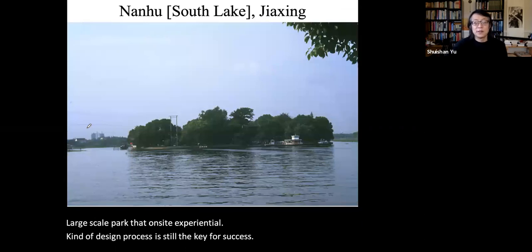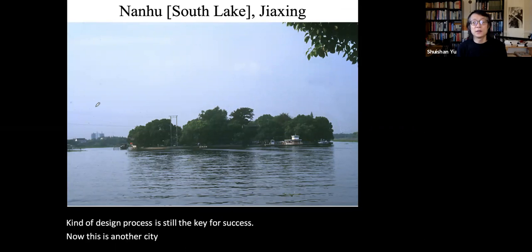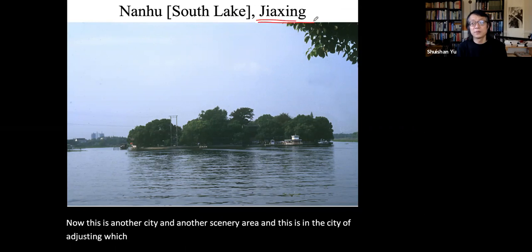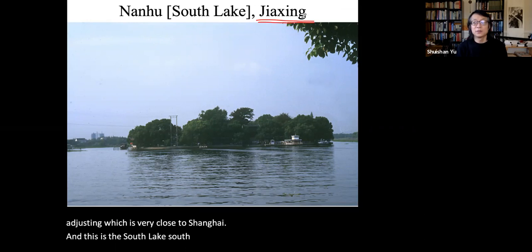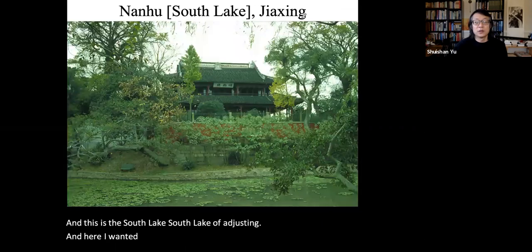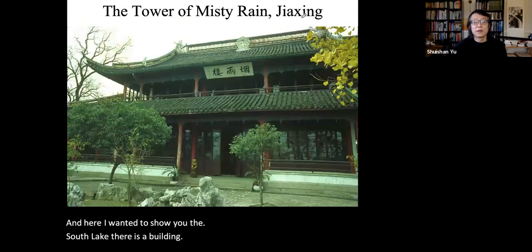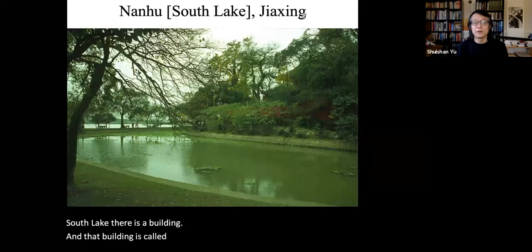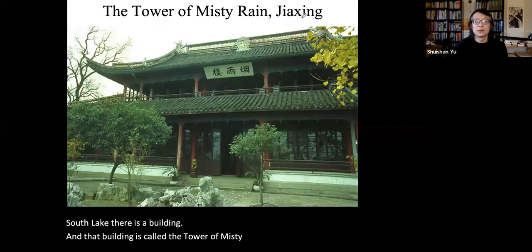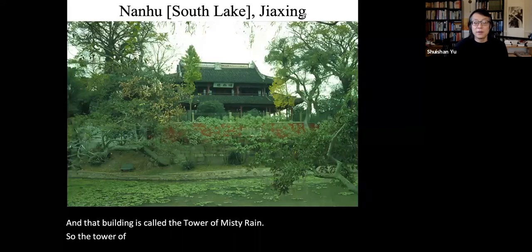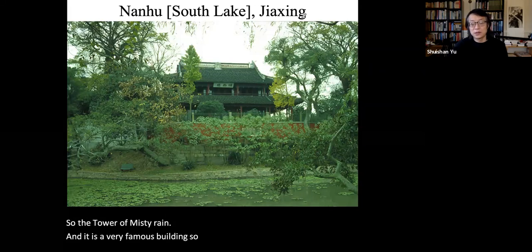Now this is another city and another scenery area, in the city of Jiaxing, which is very close to Shanghai. This is the South Lake of Jiaxing. Here I wanted to show you the South Lake. There's a building, called the Tower of Misty Rain. So, the Tower of Misty Rain, and it is a very famous building. So I'm showing you this.